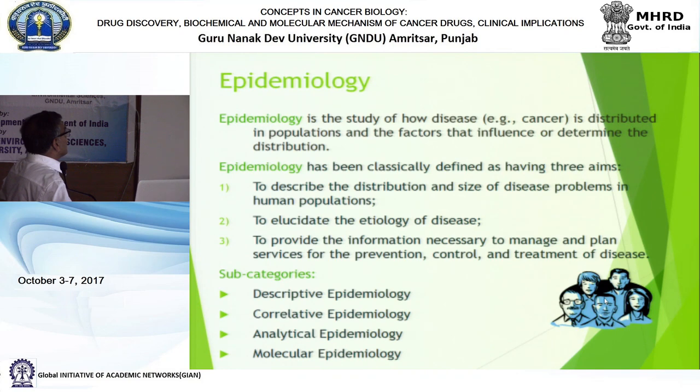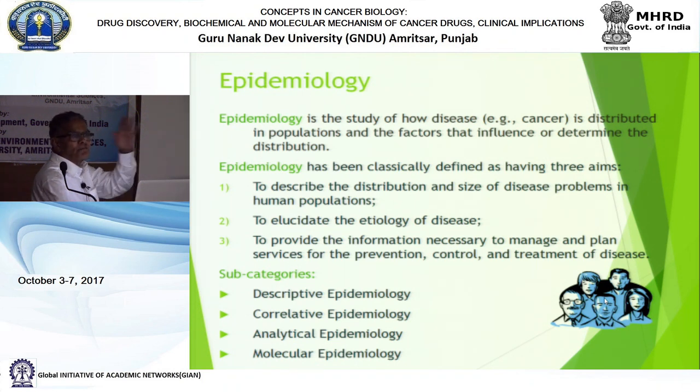Now, you can describe the distribution and size of disease problems in the human population, meaning the incidence: how many people in that area get cancer compared to areas that don't have this. One of the best examples in the literature over the years is one of the provinces in China, where the soil is selenium deficient, and people who eat food grown there have a very high incidence of gastric, colon, and stomach cancers, whereas the other provinces don't.